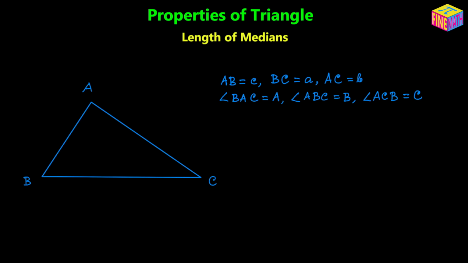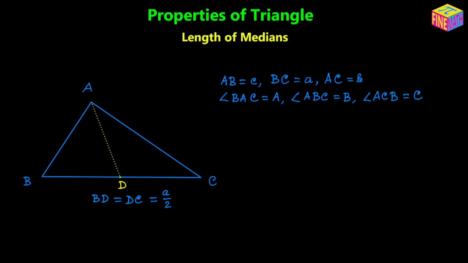Now for this triangle, we are going to draw one median, and then see how to calculate its length. Let's suppose we have a median AD, which joins the vertex A to the midpoint D of side BC. Since BC is denoted by lowercase a, and D is the midpoint, BD will be equal to DC, and each of them will be half of a.